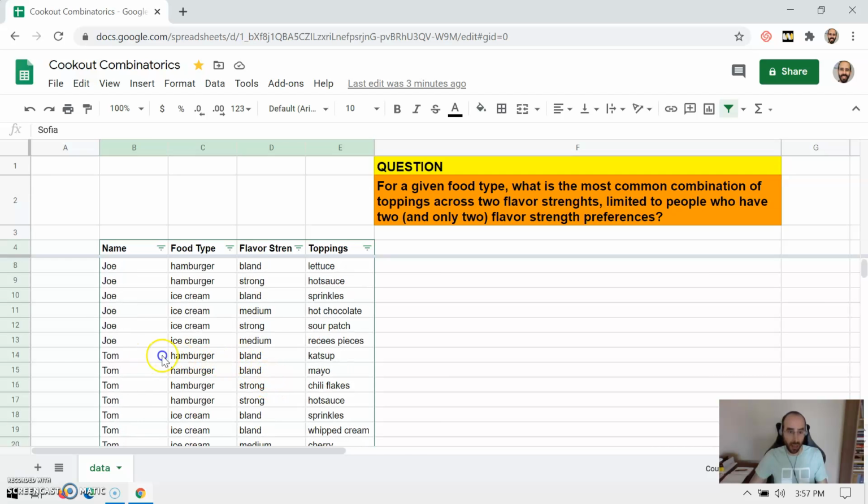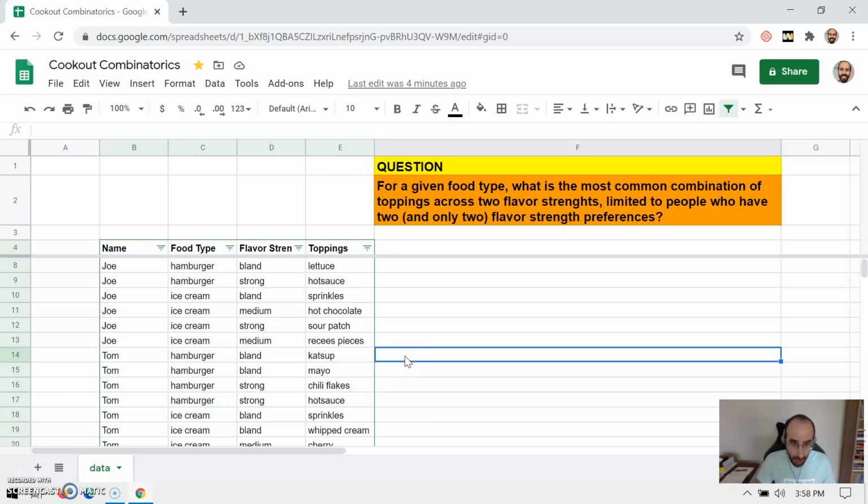So let's go back to Tom for a second in his hamburger strength. We want the most common combination of toppings across two flavor strengths for Tom, right? So that means we want ketchup and chili flakes because ketchup is bland and chili flakes is strong. And we want ketchup and hot sauce, right? Because bland and strong. And we also want mayo and chili flakes and mayo and hot sauce for Tom.